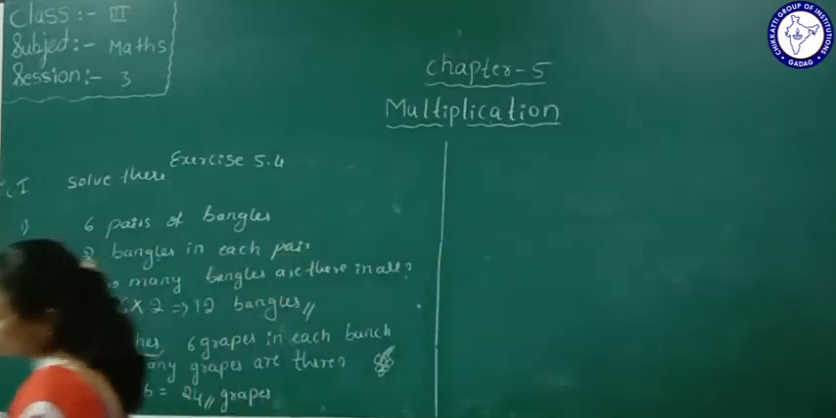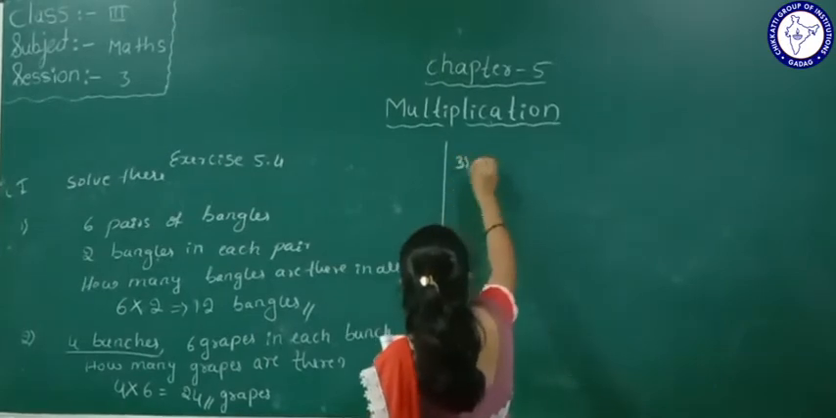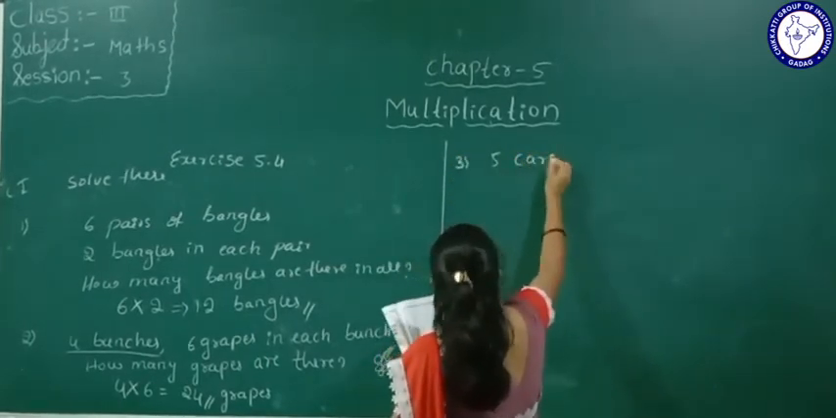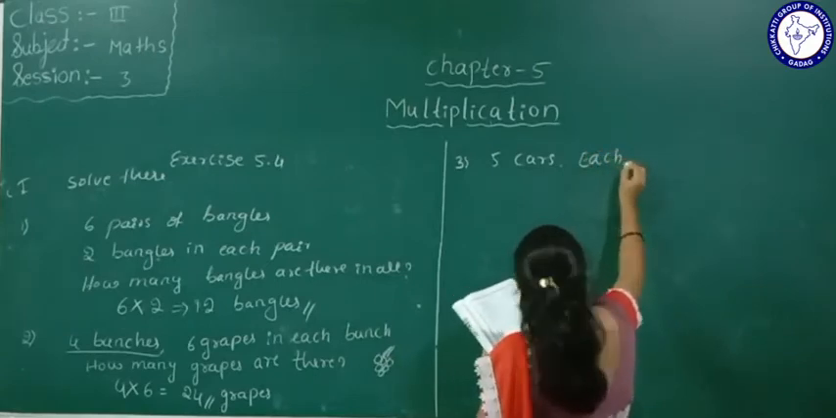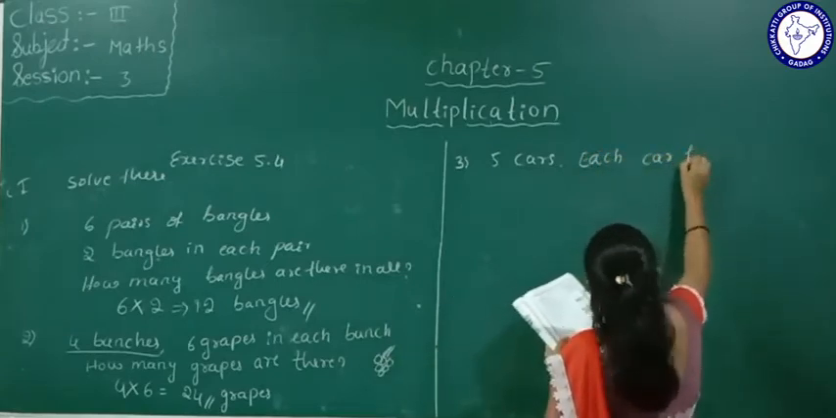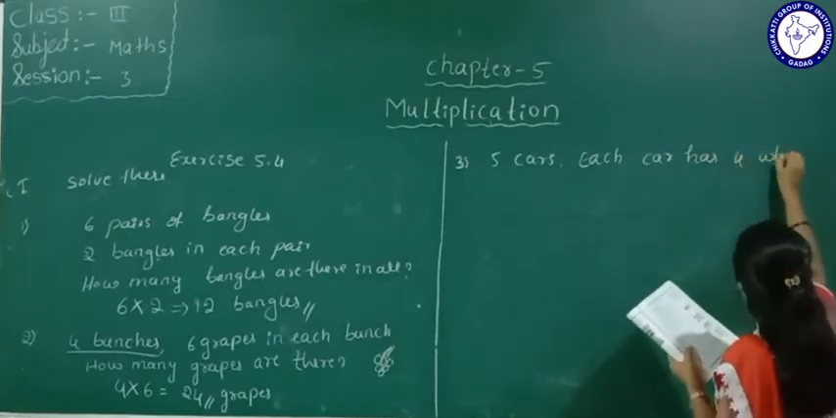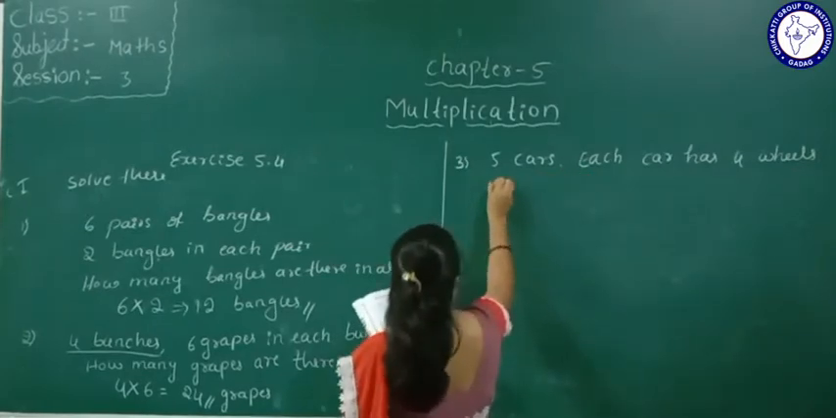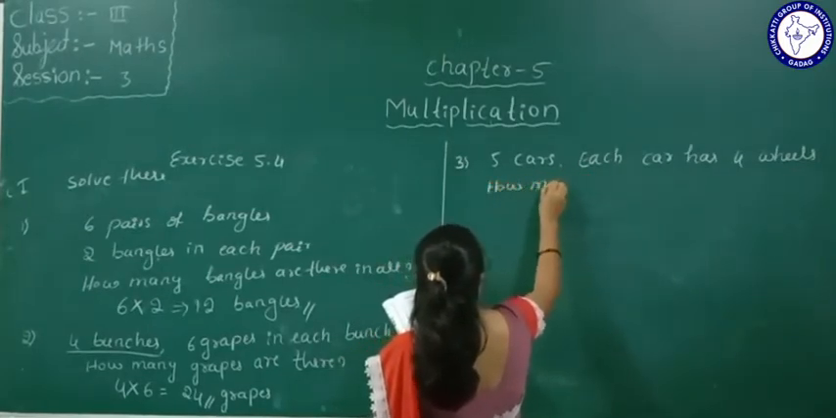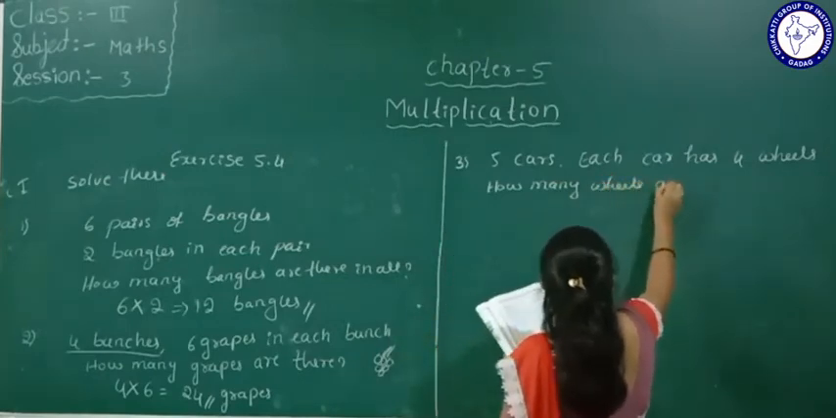See, the third one they have given here. 5 cars. Each car has 4 wheels. How many wheels are there?